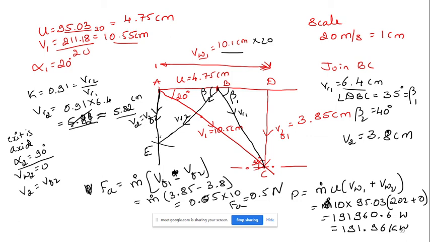Is this okay? Have you understood this problem? Do you want me to repeat anything, or any doubts? No, sir. Clear? Very important: the basics will remain the same, only the data will keep on changing.